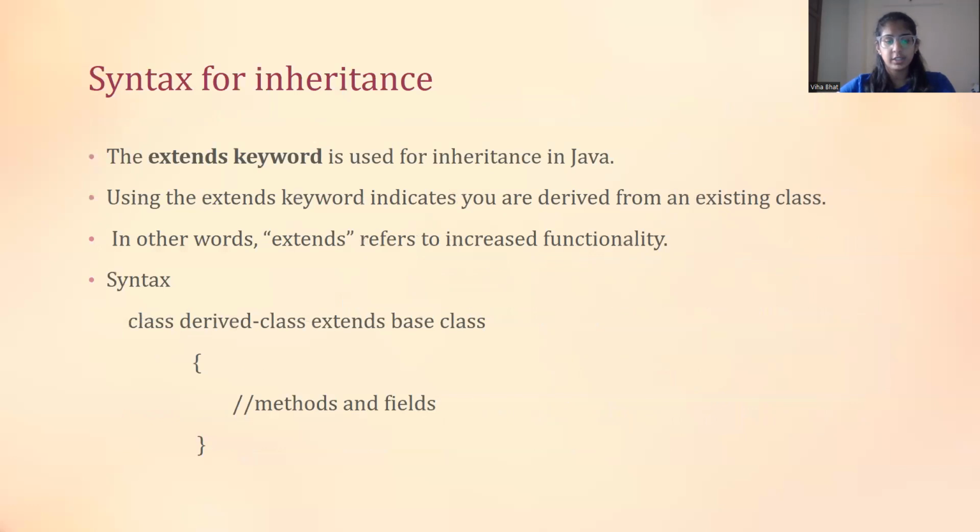So what is the syntax for inheritance? First of all, we use the extends keyword to perform inheritance in Java. The extends keyword indicates that you are derived from an existing class. It also refers to increased functionality. So we have a small syntax here where we first mention the class name that you're giving to the derived subclass, and then we use the extends keyword and then give the base class name of the existing class. And then give the methods and fields.